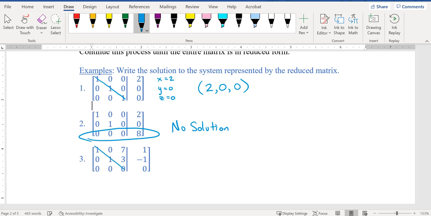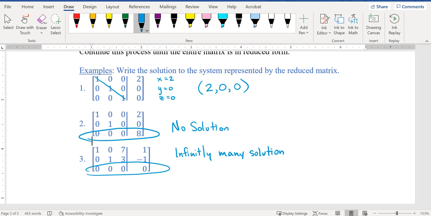Again, look for that diagonal of ones. Uh-oh, I see trouble there. So then I go back and say, okay, look at that row number 3. It's all zeros. That's good. That means there are infinitely many solutions. But now we want to get a way to write what those solutions are.